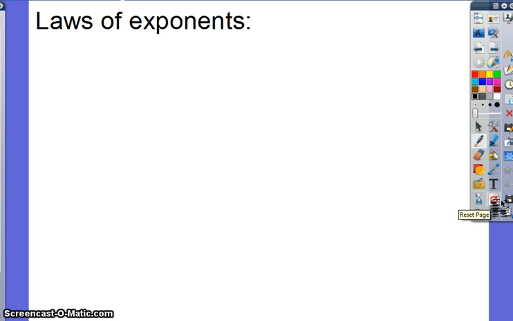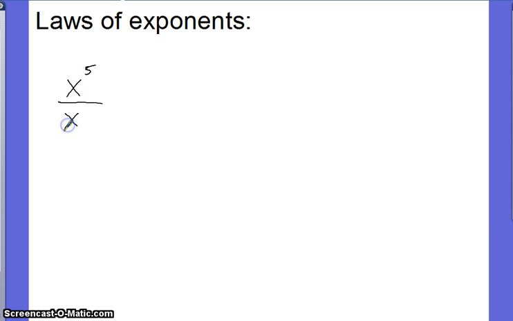Now let's take a look at division. So let's say I had x to the fifth divided by x squared. Now we just did multiplication. And when we did multiplication, we kept our base and we added our exponents. Well, what's the opposite of multiplication? Is division. So in this instance, we're going to do the opposite thing. So we're going to keep our base and we're going to subtract our exponents. So 5 minus 2 is 3. So we get x to the third.